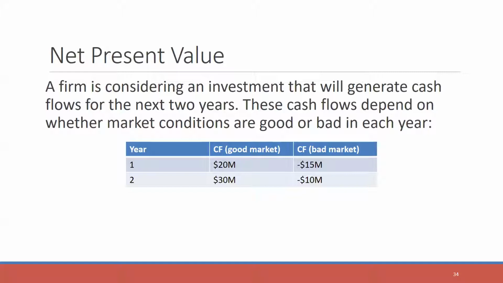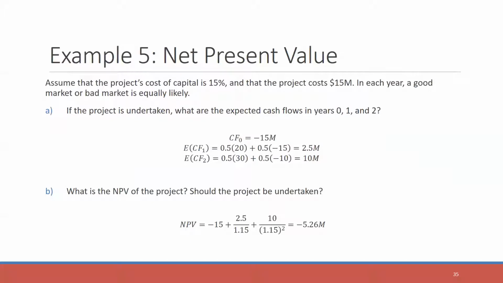Okay. A firm is considering an investment that will generate cash flows for the next 2 years. These cash flows depend on whether the market conditions are good or bad in each year. So if it's a good market, you can see in year 1, it's going to have a cash flow of 20M. If it's bad, it's going to have a cash flow of negative 15M. In year 2, if it's a good market, it's going to have a cash flow of 30M. If it's bad, it's going to have a cash flow of negative 10M. Assume that the project's cost of capital is 15% and that the project costs 15M. So the first cash flow I'm going to have to spend is negative 15M.